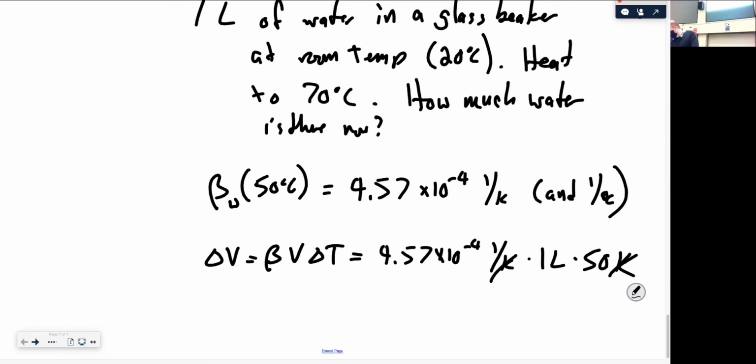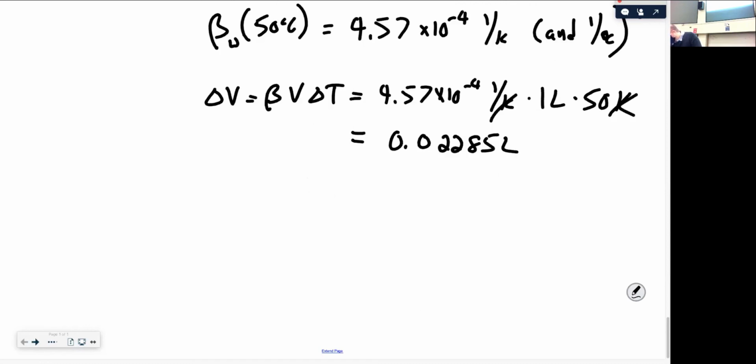Great, so the Kelvins are going to cancel out. I can multiply these together. This is easy. Why am I even bothering to do an example with this? It's so simple. You just plug it in and get a number out for delta V. So you get a number that's 0.02285 liters.